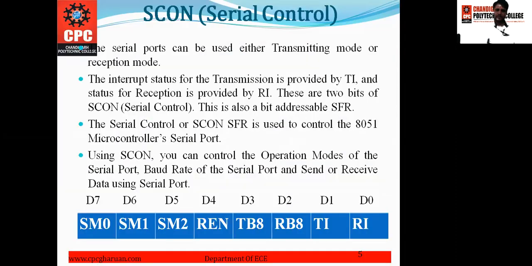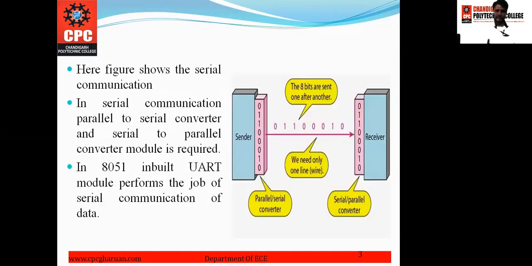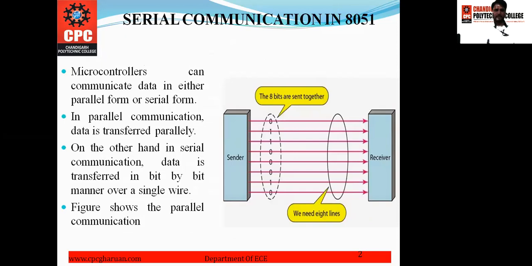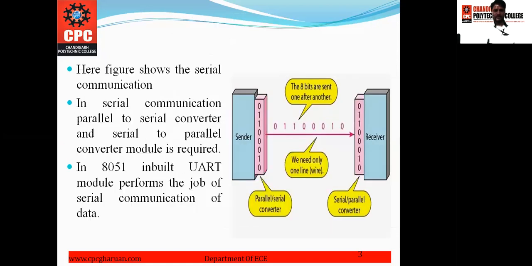This is all about the serial port operation that we have discussed in this video lecture. Firstly, you have to understand parallel communication, where for each and every bit you use a single wire line to transmit the data from sender to receiver, and the opposite is serial communication, which uses only a single medium to transmit 8 bits bit after bit.